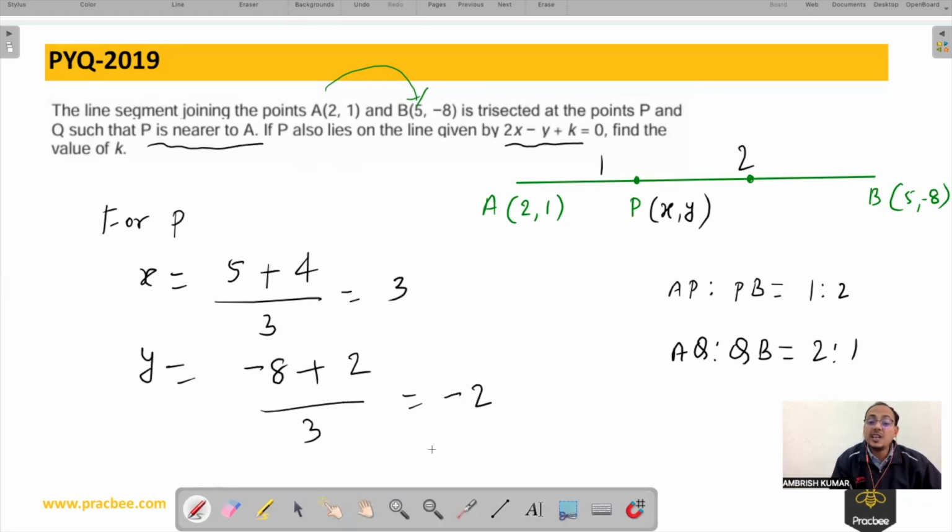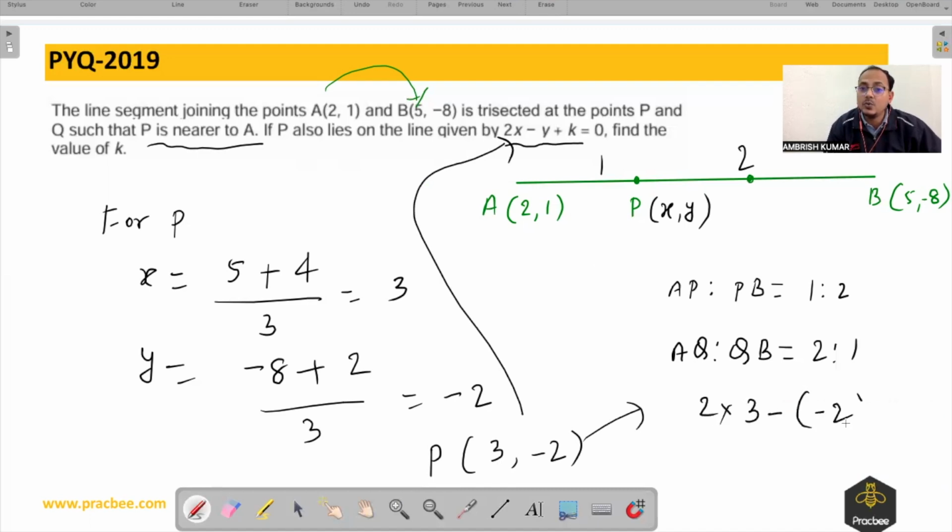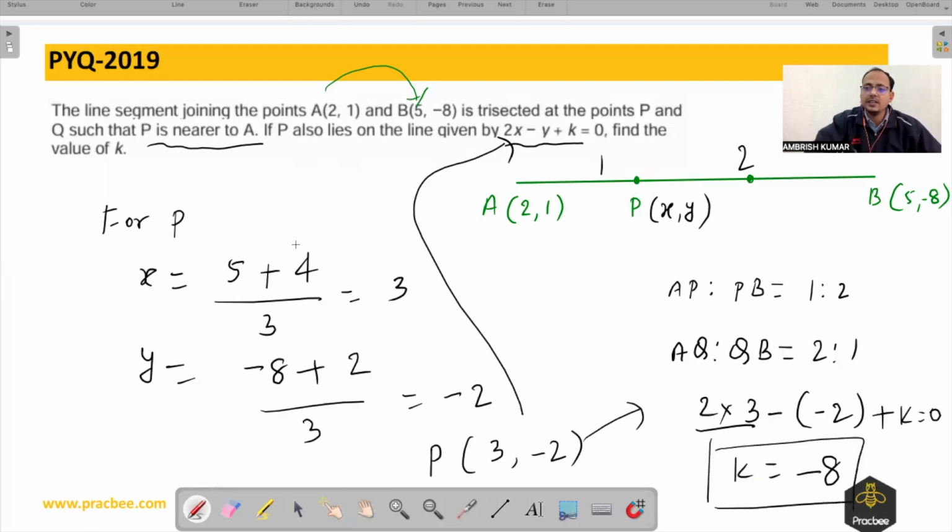Now this point P, whose coordinate we now have as 3, negative 2, lies on this line 2x minus y plus k. So you can just satisfy this line with this point. So 2 into x means 2 into 3, minus y means minus negative 2, plus k equals 0. 3 into 2, 6 plus 2, 8. So k is going to be negative 8. That's it. This is the answer. Clear?